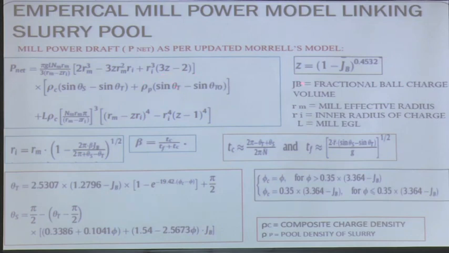All the terminology: JB is the fraction of ball charge, RM is the mill effective radius, RI is the inner radius of the charge, L mill is the EGL. EGL is effective grinding length. Effective grinding length is very important, because the mill length is not the mill effective grinding length. This has been a misnomer in many places. People consider mill length as the mill effective length. No, effective grinding length is totally different.